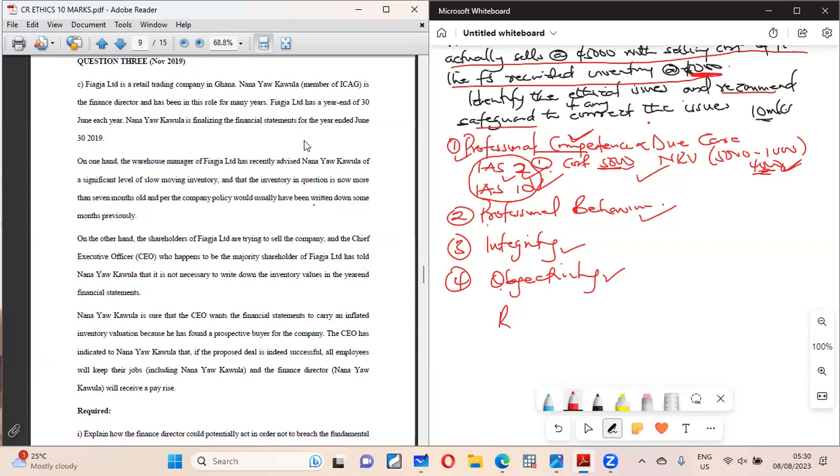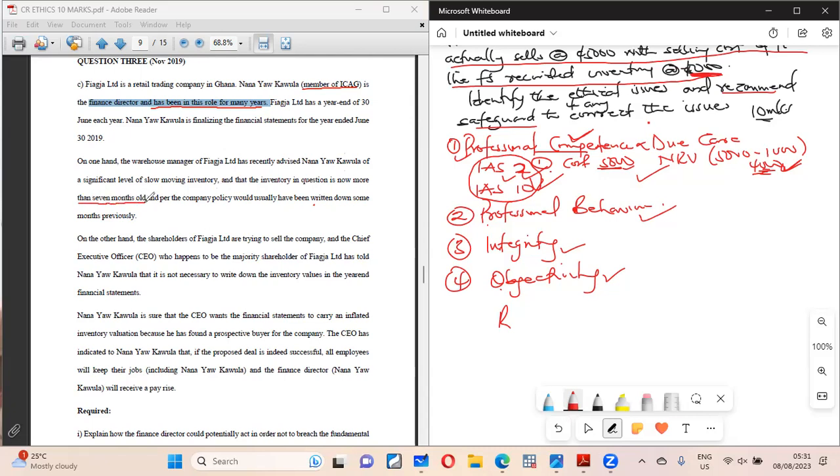All right. So now, look at this. Fiaja Limited is a retail company in Ghana. Nanayao Kaula is a member of ICAG, is the finance director, and has been in this role for many years. Fiaja Limited has a year end of 30th June each year. Nanayao Kaula is finalizing the financial statements for the year ended June 2019. On the other hand, the warehouse manager of Fiaja Limited has recently advised Nanayao Kaula of the significant level of slow-moving inventory, and that the inventory in question is now more than 7 months old.